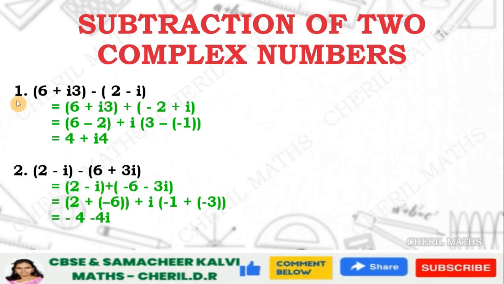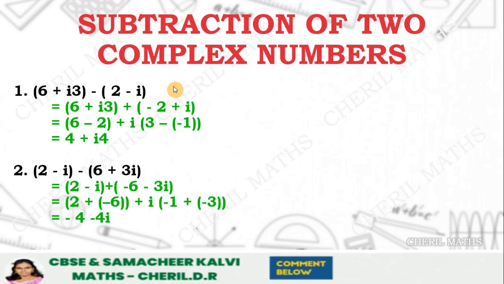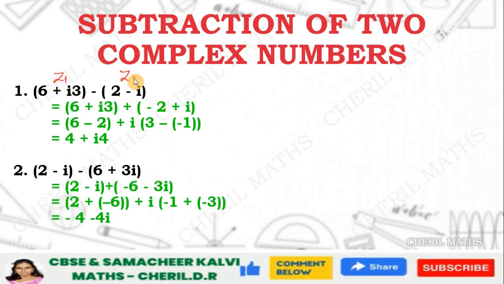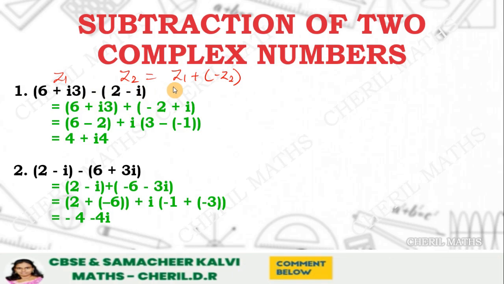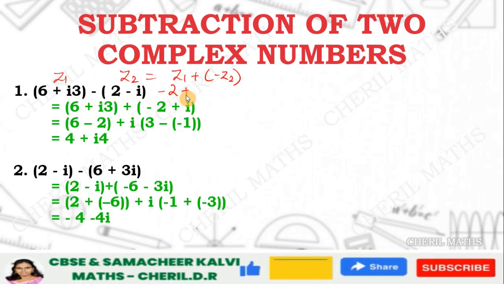Look at the first example, (6 plus 3i) minus (2 minus i). So this is Z1 and this is Z2. Here we do Z1 plus of minus Z2, that is what we have done here, okay. Minus Z2 will be what? Minus 2 plus i, isn't it children? That's what we have done here. Then we are adding the real numbers together, so 6 minus 2, and then we are adding the imaginary parts together, 3 minus of minus 1, okay.